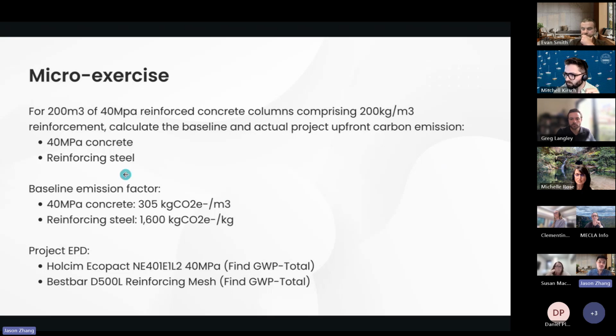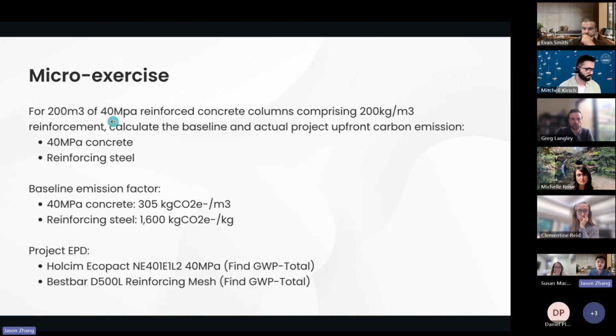So this is a description. Typically you'll have a quantity takeoff from a QS or from a builder, and then you can review what's included in this item and calculate based on the EPDs. This example is 200 meter cube of 40 MPa reinforced concrete columns with a 200 kg reinforcement ratio.